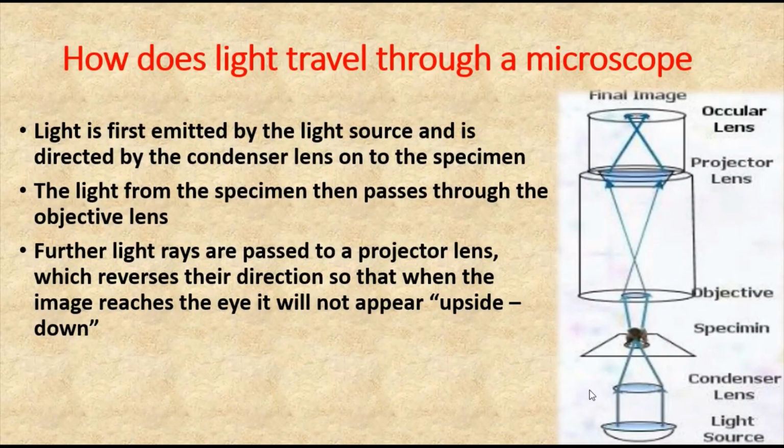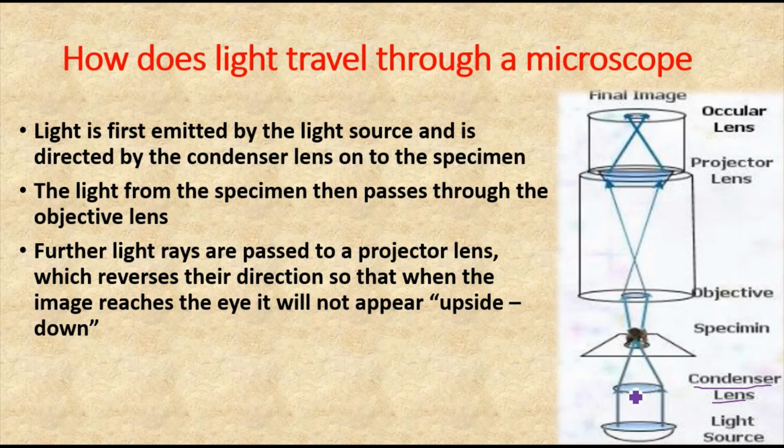Then how does light travel through a microscope? So the light is first emitted by the light source. It may be a mirror, or it may be natural light, or artificial light. From the light source, the light falls on the mirror, and now this mirror is going to reflect that light into the microscope. So the first basic part present at the bottom is the condenser, and this condenser lens captures the light and makes all the light rays fall on the specimen.